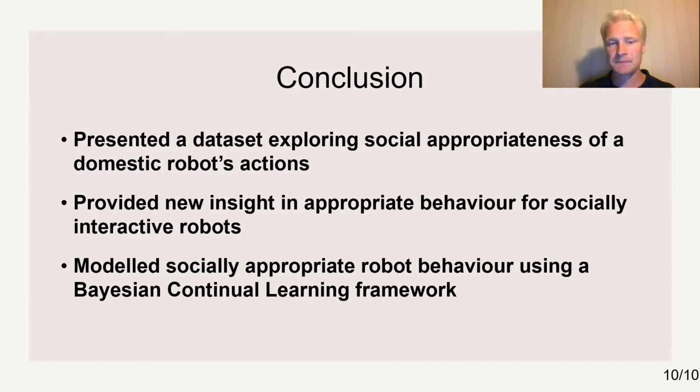To conclude, we presented a dataset where we explore the social appropriateness of domestic robots' actions. This dataset provides new insight into appropriate behavior for socially interactive robots in a home scenario. Using the dataset, we present a Bayesian continual learning framework which models socially appropriate robot behavior and allows it to continuously update its knowledge about socially appropriate actions without forgetting what it already knows.